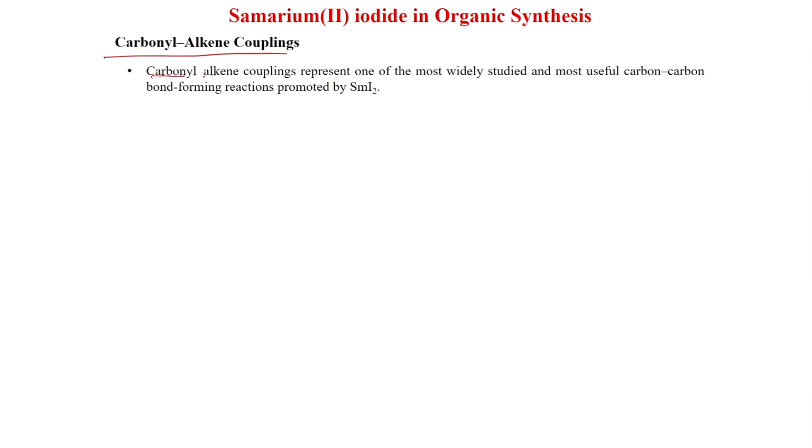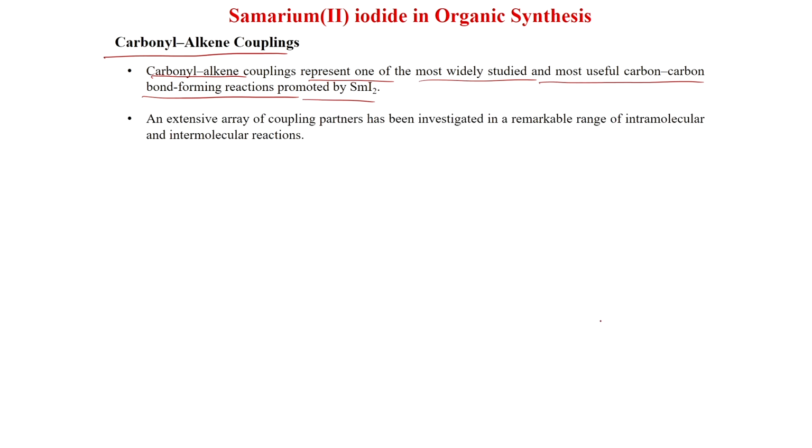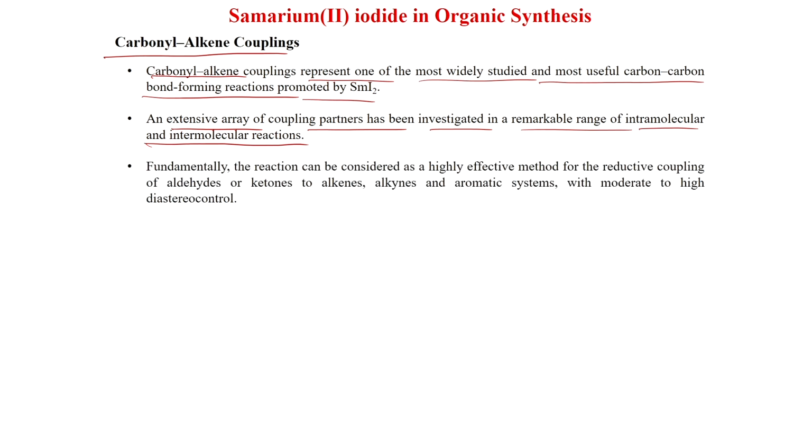Carbonyl alkene couplings represent one of the most widely studied and most useful carbon-carbon bond forming reactions promoted by samarium iodide. An extensive array of coupling partners has been investigated in a remarkable range of intramolecular and intermolecular reactions. Fundamentally, the reaction can be considered as a highly efficient method for the reductive coupling of aldehydes or ketones to alkenes, alkynes and aromatic systems with moderate to high diastereocontrol.